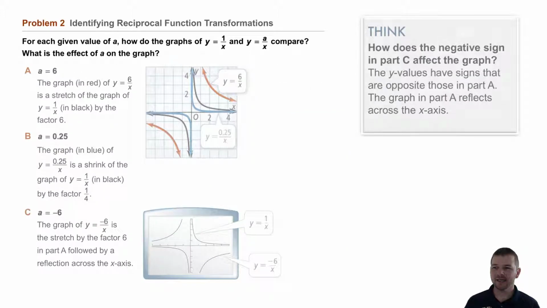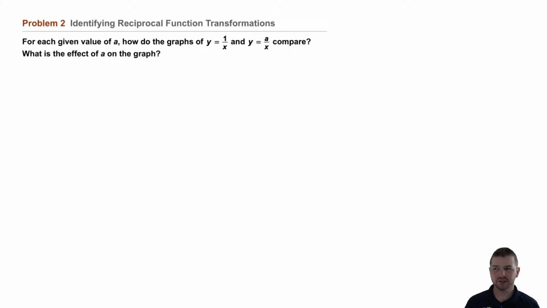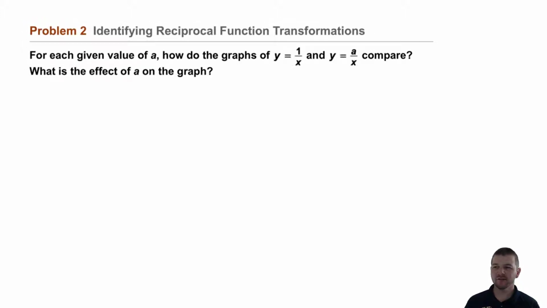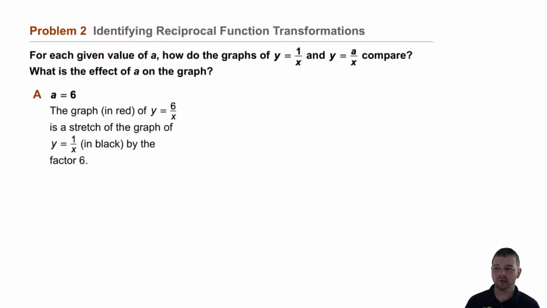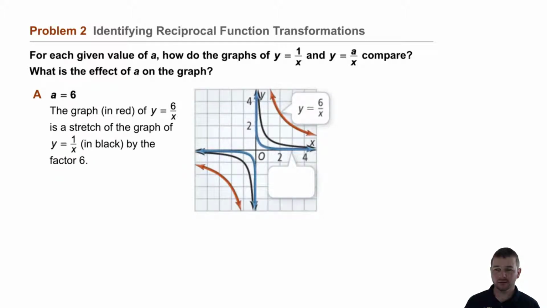Problem 2. Identifying reciprocal function transformations. For each given value of a, how do the graphs of y equals 1 over x and y equals a over x compare? What is the effect of a on the graph? Part A, a equals 6. The graph, in red, shown at the right, of y equals 6 over x is a stretch of the graph of the parent function, y equals 1 over x, shown in black, by the factor 6.